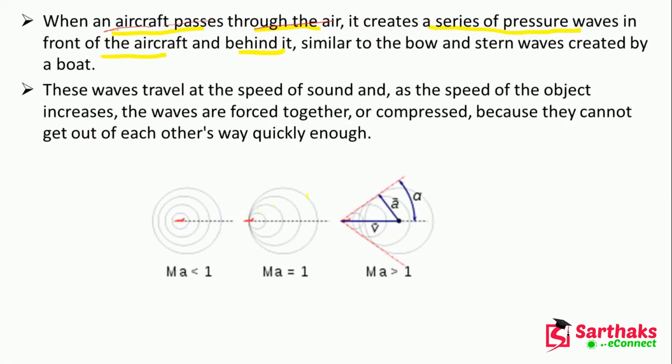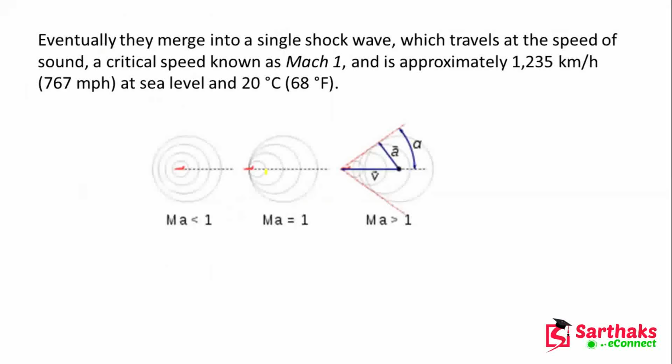Here you can see the sound intensity. All the sounds merge into a single shock wave which travels at the speed of sound, a critical speed known as Mach 1. This is approximately 1235 km per hour. Can you imagine how much that is?